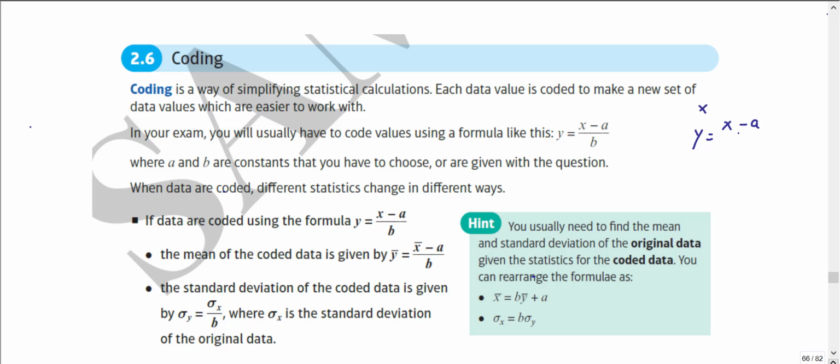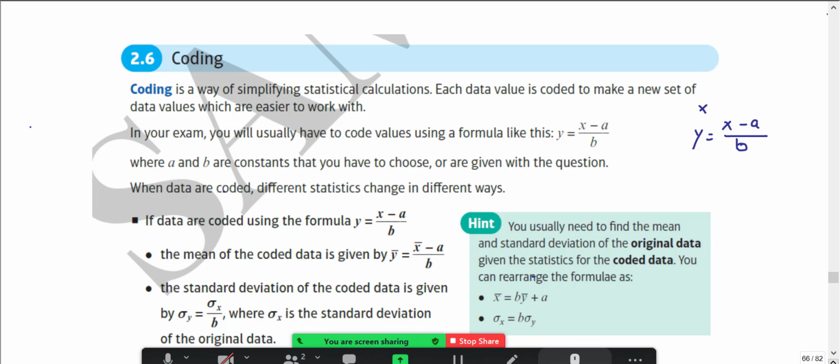Of course, this rule will be given in the question. In the question you will be given the formula here. This formula will be given. A and B will be some numbers. Also these numbers will be given. Okay?